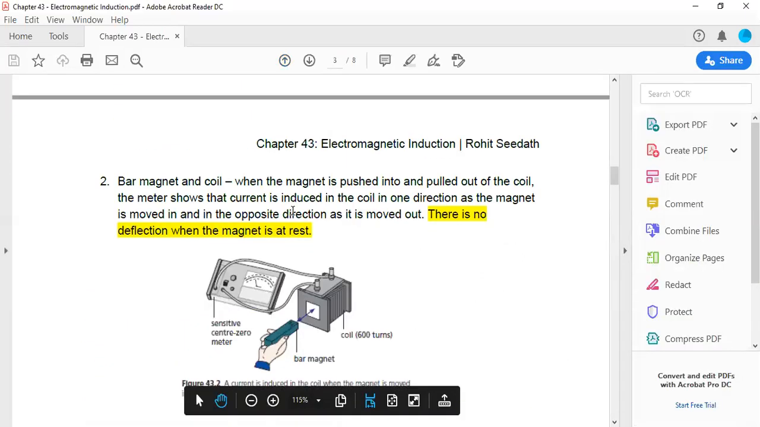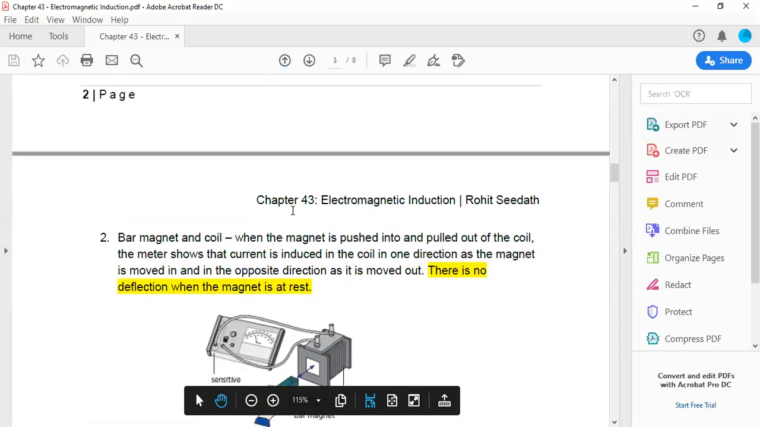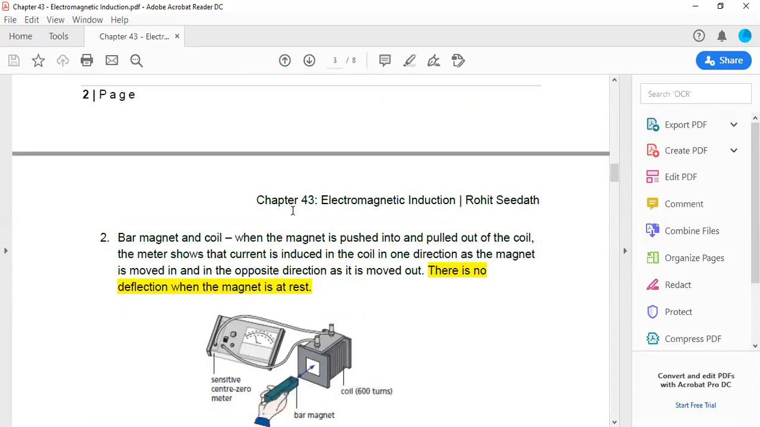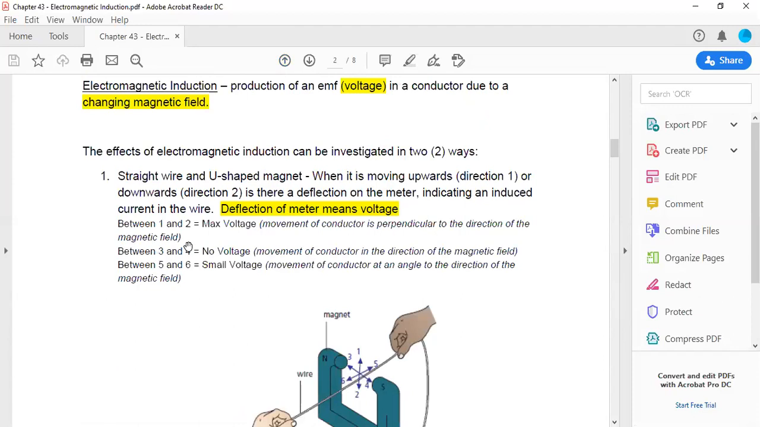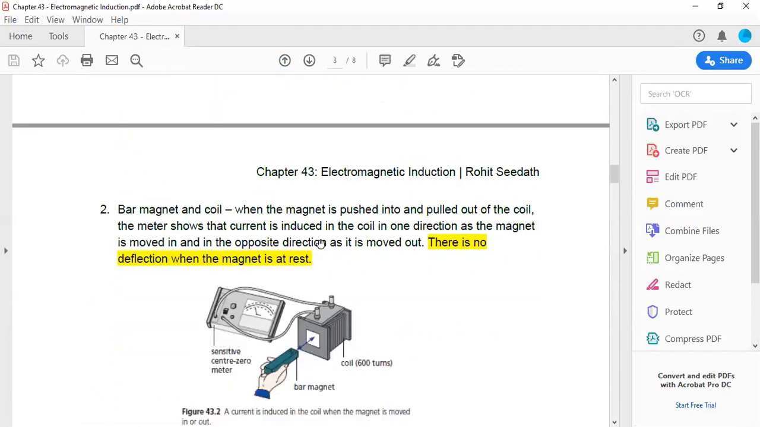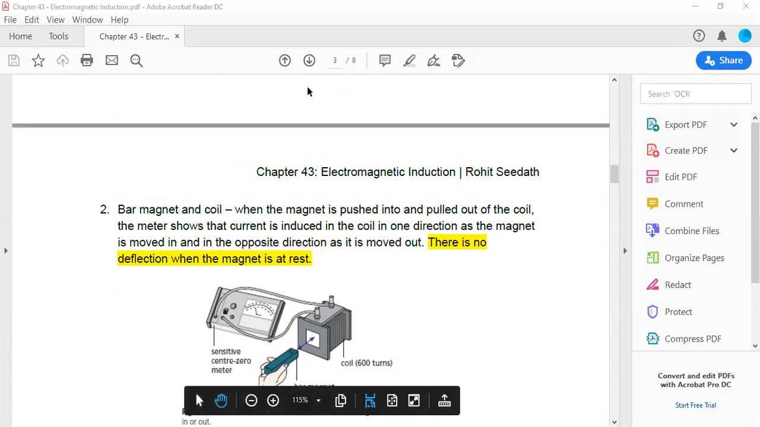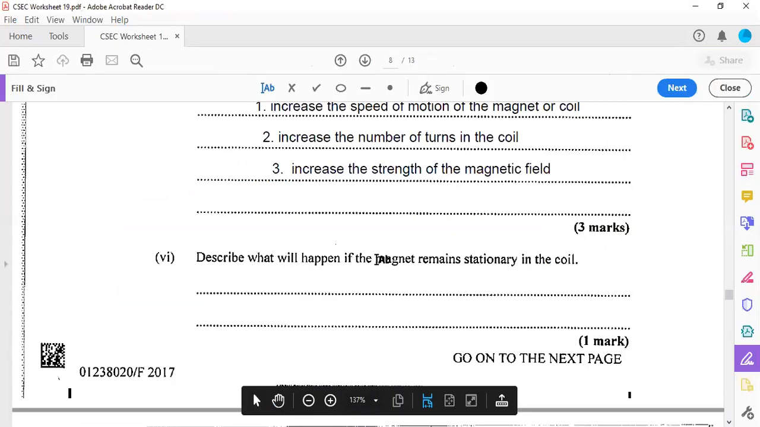So we go back to this one here. Not this one, this one. They said that when you move the magnet in and out, there's a deflection in the galvanometer. There is no deflection when the magnet is at rest. So that means you are not going to get any voltage produced. So, describe what will happen if the magnet remains stationary in the coil.